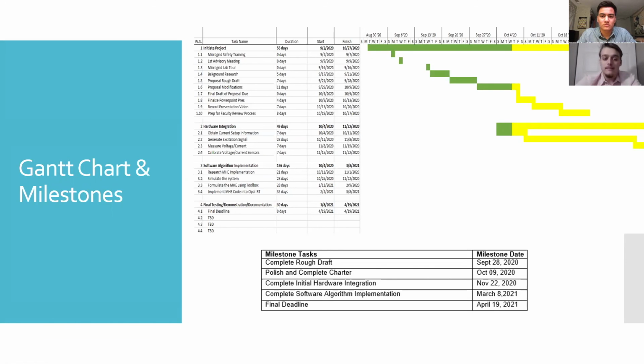And then pushing forward, the software algorithm implementation is probably going to be the most challenging aspect. We're doing research on that now, and there will be more to be done. So we're looking at that around mid-March, and then there'll be the final testing and all that. The final deadline will be April 19th. There is no real timetable for next semester yet, but that's a general idea to keep us on track.